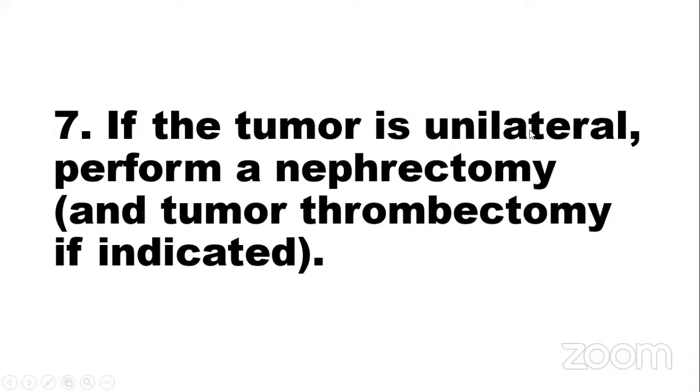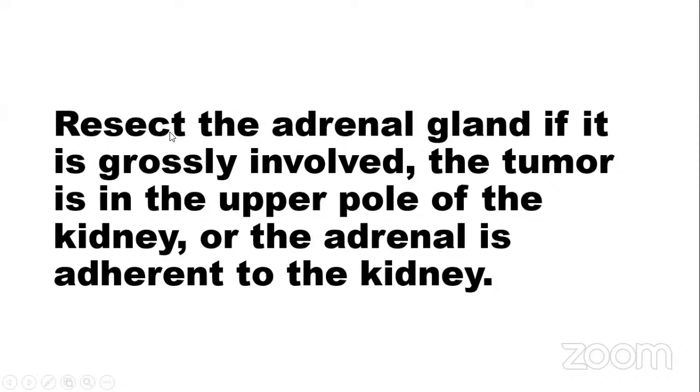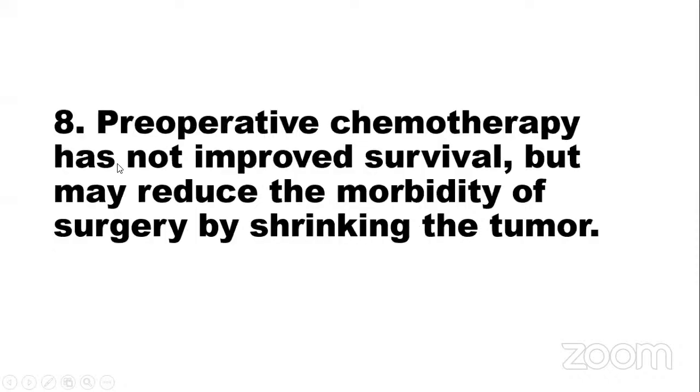If the tumor is unilateral, perform a nephrectomy and tumor thrombectomy if indicated. Resect the adrenal gland if it is grossly involved, if the tumor is in the upper pole of the kidney, or if the adrenal is adherent to the kidney. So if the tumor grossly involves the adrenal gland, we will resect it; or if the tumor is in the upper pole of the kidney, we also resect the adrenal gland; or if the adrenal is adherent to the kidney, we also remove the adrenal with it.